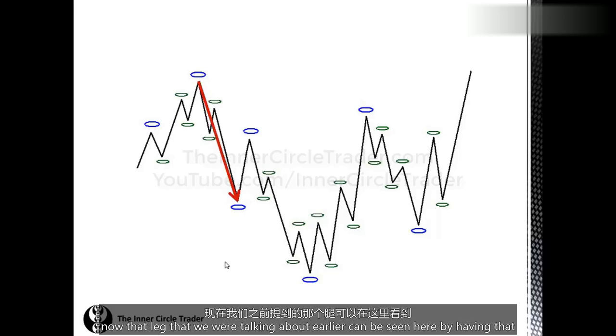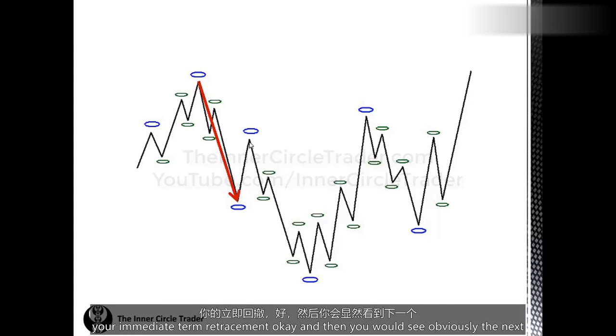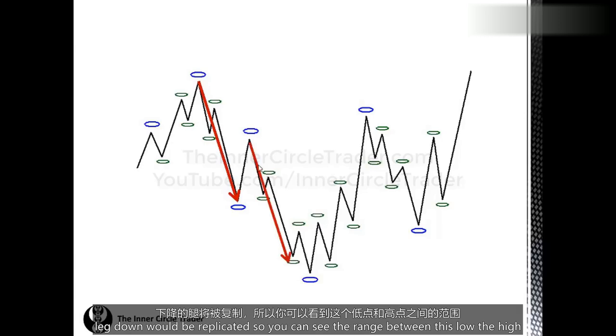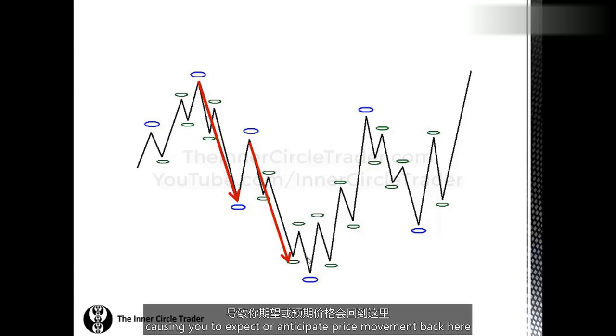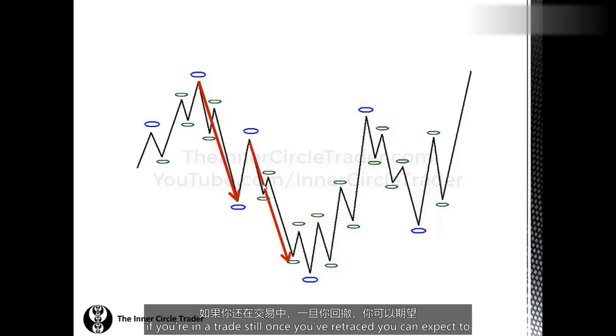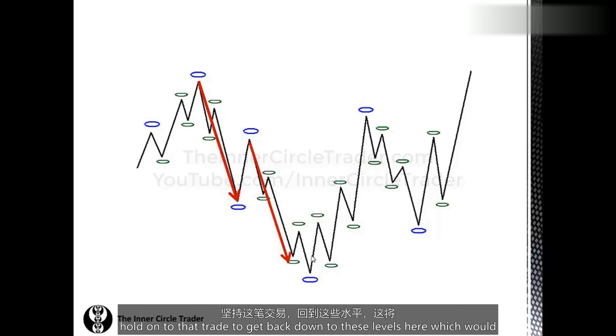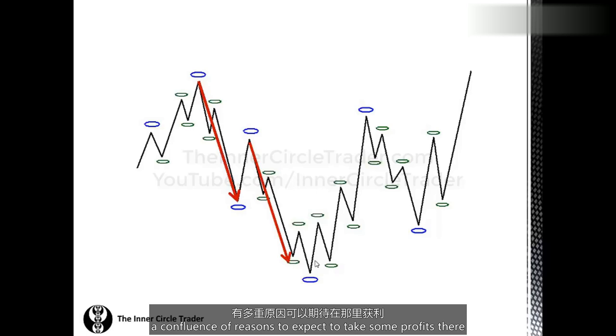Now that leg that we were talking about earlier can be seen here by having that intermediate term high noted. So this is an intermediate term price leg, and then here's your intermediate term retracement, okay, and then you would see obviously the next leg down would be replicated, so you can see the range between this low to high is exactly what you see here, causing you to expect or anticipate price movement back here. If you're in the trade still, once you retraced, you can expect to hold on to that trade to get back down to these levels here, which would obviously hopefully be a higher level support level to also converge and have a confluence of reasons to expect to take some profits there.